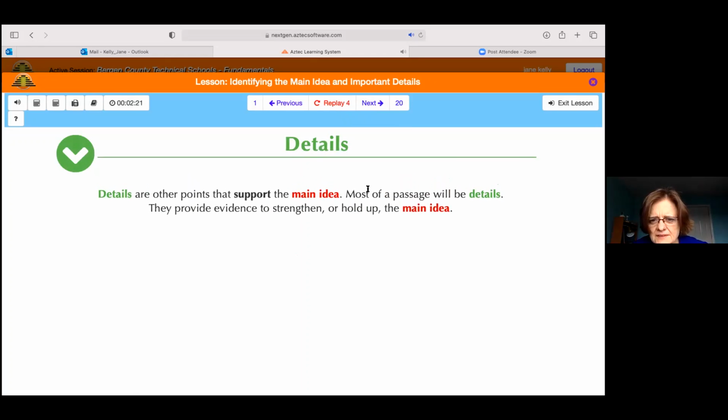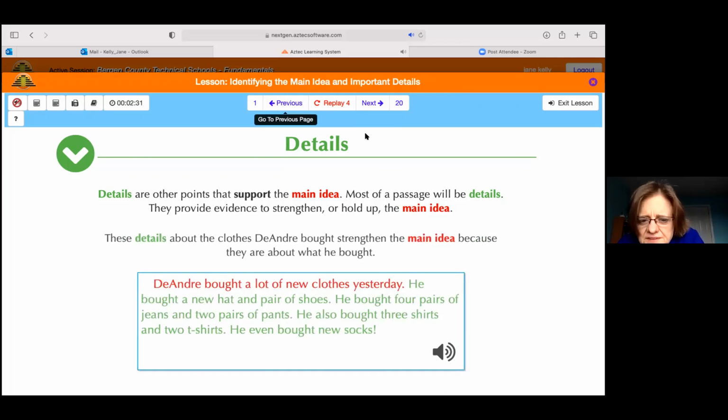Details are other points that support the main idea. Most of a passage will be detailed. You wanted to see more? I think you've got an idea what it looks like.